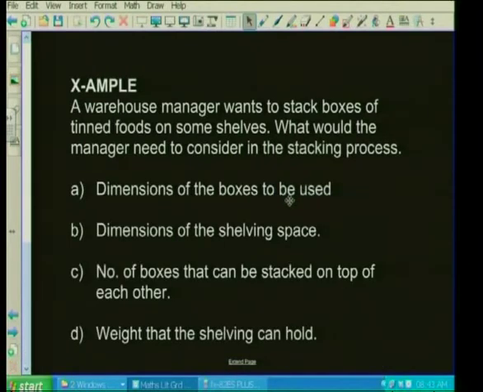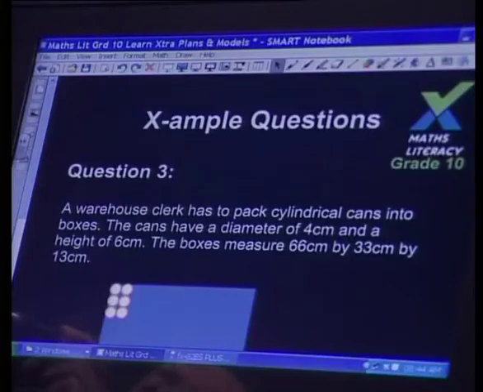Again, the dimensions of the box to be used, the dimensions of the shelving space, the number of boxes that can be stacked on top of each other, and lastly, the weight that the shelving can hold. All of these are considerations when you want to make a plan for solving this problem mathematically. So let's see how we use all of these with an actual example.